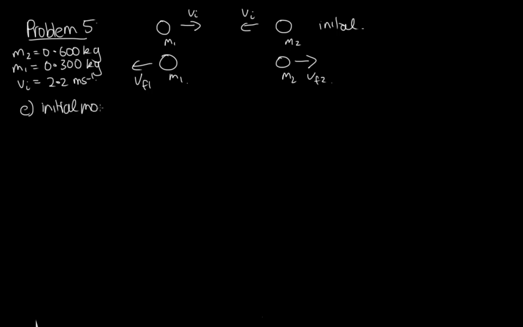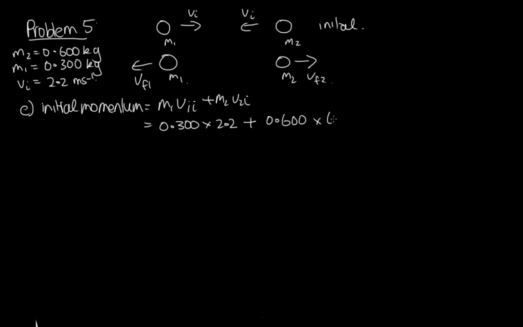And so part E asks us to calculate the initial momentum of the system. So the initial momentum is equal to m1 v1 initial plus m2 v2 initial, and so this is equal to 0.300 times 2.2, because it's going to the right, so this is positive, plus 0.600 times minus 2.2 going to the left, so this one's negative. So solving that one on the calculator, we end up with minus 0.66 kilogram meters per second. Or you could put it as Newton seconds if you want, and the negative indicates that it's going to the left.